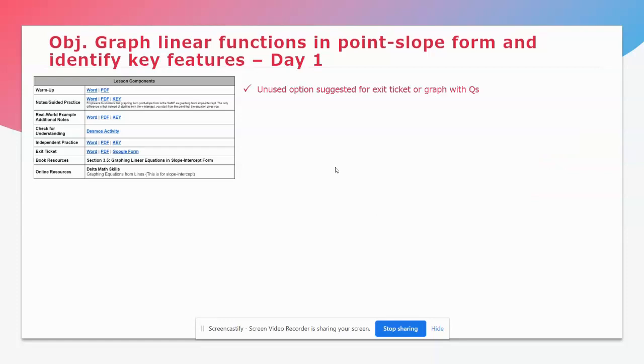Or use the suggestion or the option from the day previous for the exit ticket that you didn't use. So if you use the mini assessment, then you can give the star questions. Or if you use the star questions, give them the mini assessment. I hope that made sense.